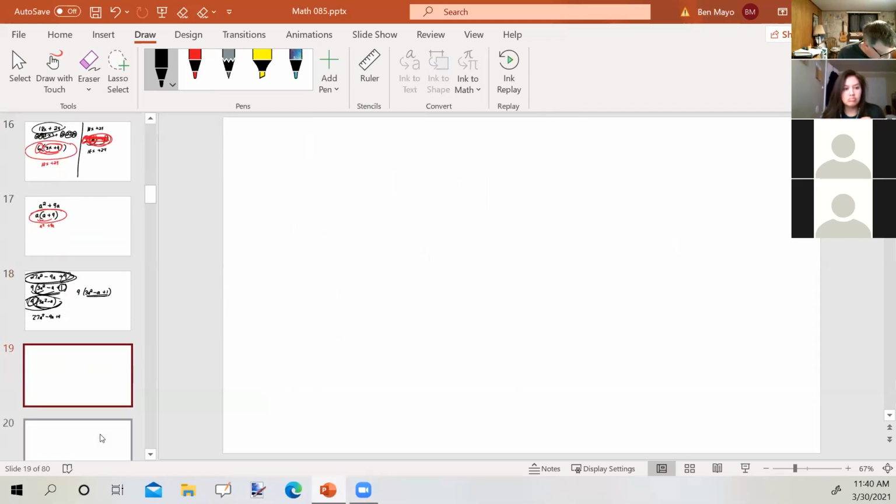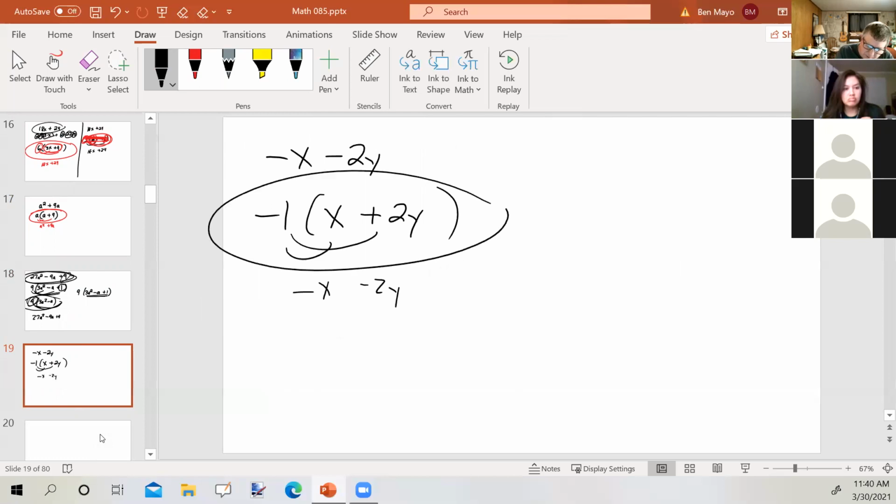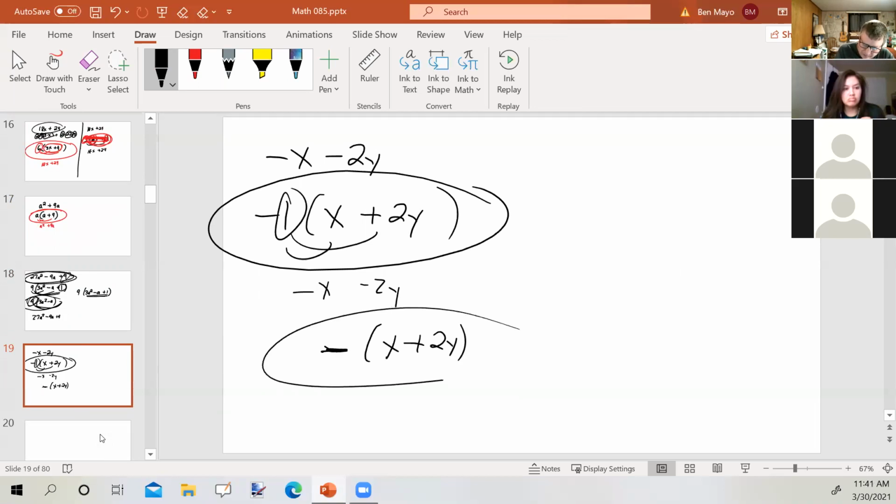All right, now we've got negative x minus 2y. It says factor out negative 1 from each polynomial. So negative 1 times what? This would be what? A positive x and plus 2y. Check your work. That would give you negative x minus 2y. So this is correct. You can also write it just like this because that 1 right here is implied. So you can just put a negative in front of the parentheses. Any questions about that?